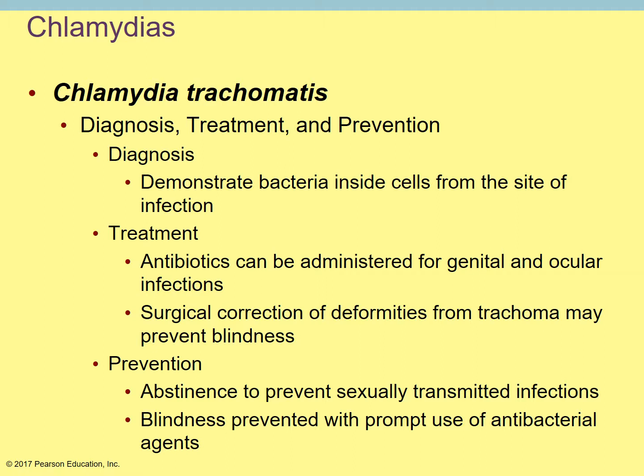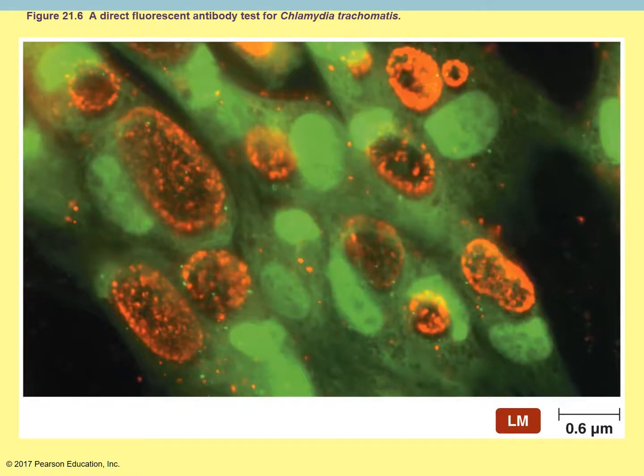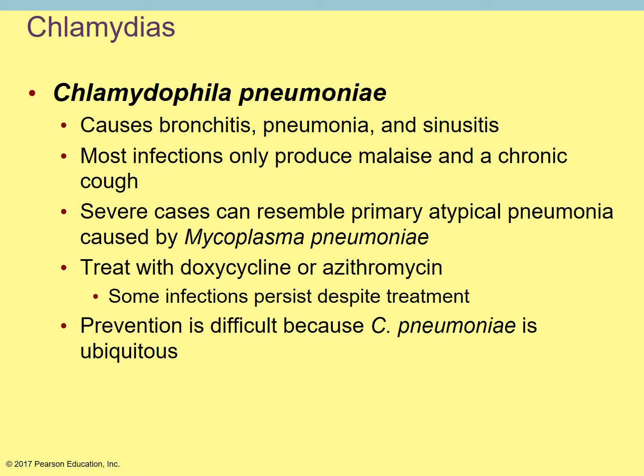In terms of prevention, blindness can be prevented if you start antibiotic treatment as soon as possible. And then as far as the sexually transmitted infections, abstinence is going to be the best prevention. In terms of diagnostics, this is showing a direct fluorescent antibody test. So the glowing red indicates, yes, that's where the bacteria are.